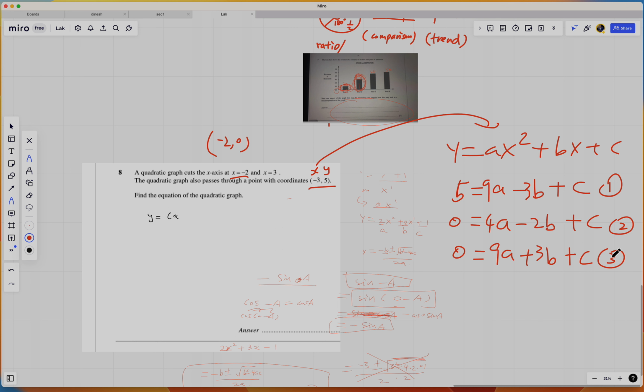Next row. 4, minus 2, plus 1, 0. Then 9, 3, 1, 0. I put 0 because D is 0. Then this is your A, this is your B, and this is your C. Okay, so that's how you solve this.